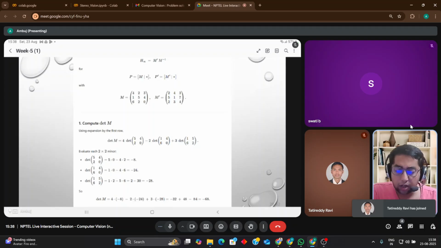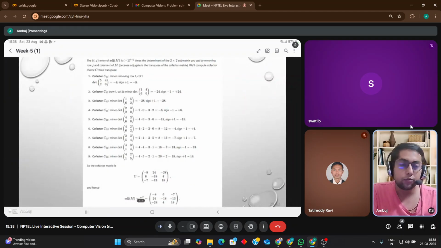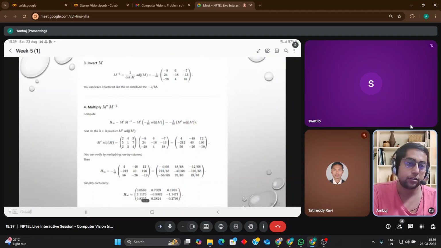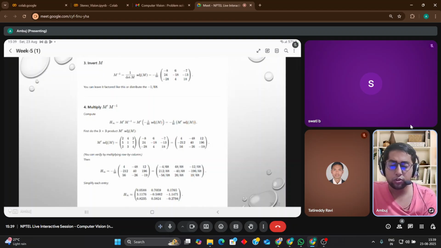After calculation of the determinant, you have to compute all the cofactors because we have to calculate the inverse. Then you have to calculate the adjoint, which is the cofactor table transpose. After that, M inverse is nothing but 1 upon determinant of M multiplied by adjoint of M. Then you try to multiply M dash into M inverse. So H infinity would be nothing but M dash into M inverse.